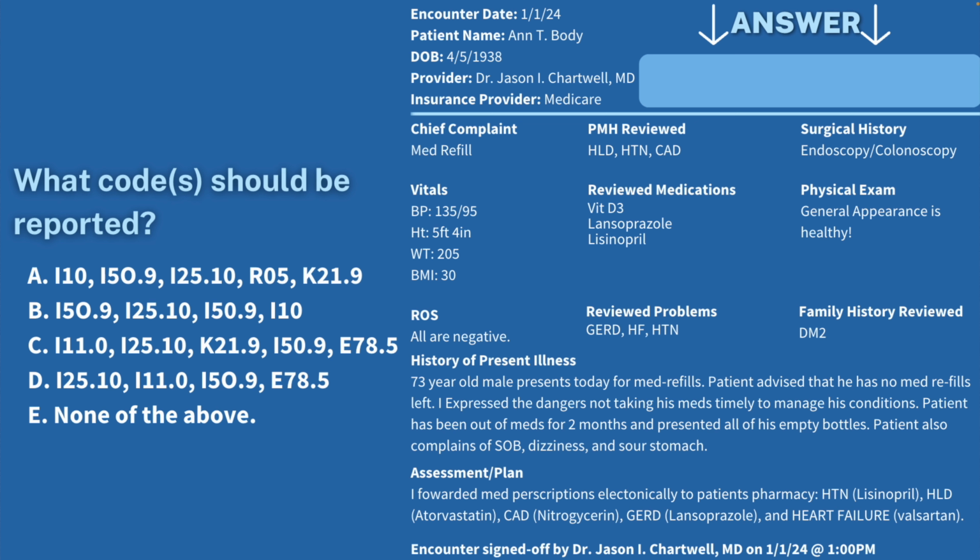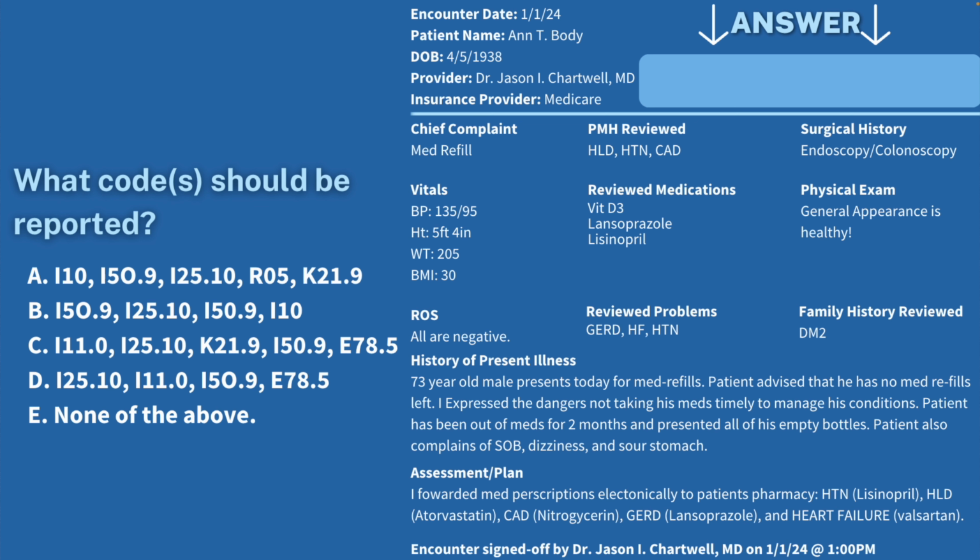Now, let's read the HPI. We have a 73-year-old male presents today for med refills. Patient advised that he has no med refills left. The doctor expressed the dangers of not taking his meds timely to manage his conditions. The patient has been out of their meds for 2 months, and the patient presented the empty bottles to the provider. And the patient also complains of shortness of breath, dizziness, and sour stomach.